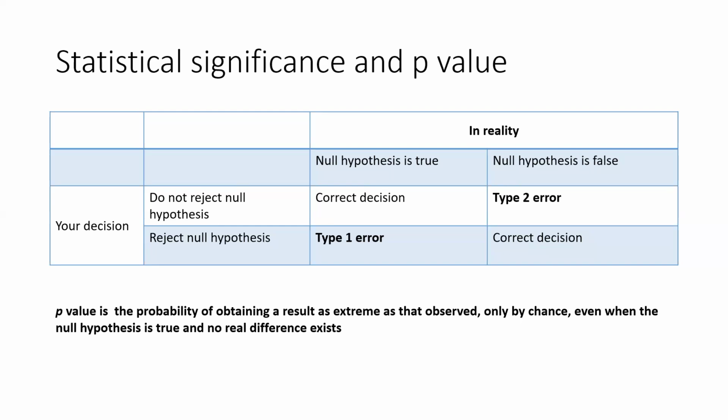Type 2 error is when actually there is an association, and we say there's no association. When there's no association and we say there is association, that is a type 1 error. When there is no association between two factors, but we say there is an association, it is a type 1 error.